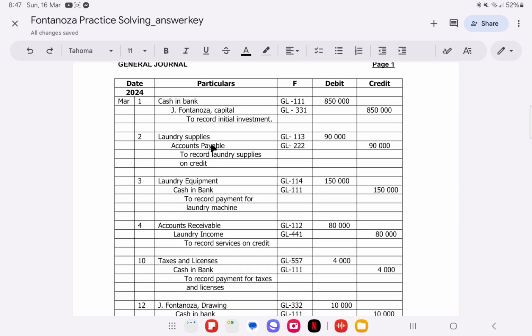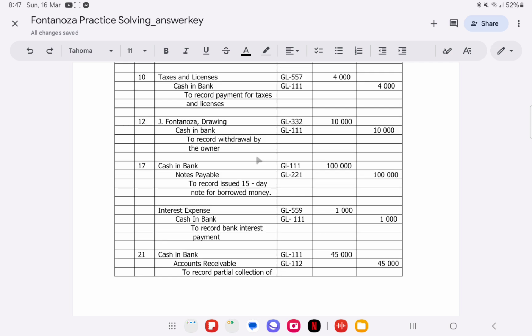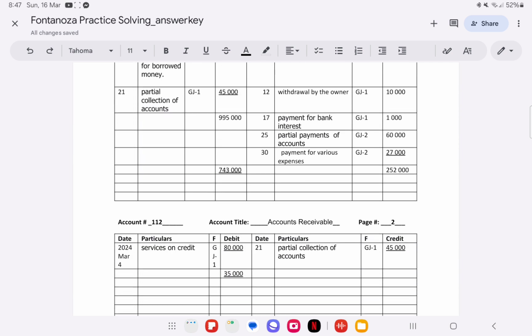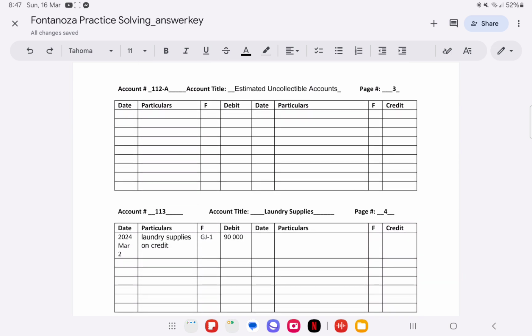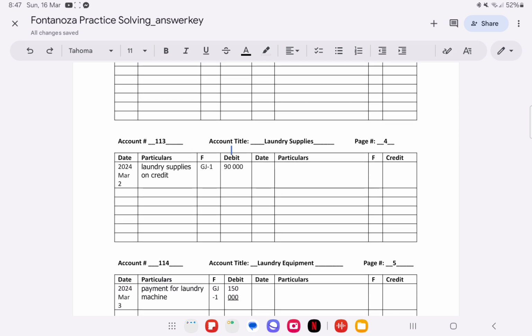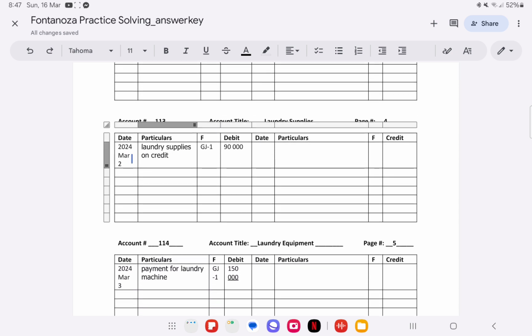laundry supplies debit on March 2, 90,000. Credit accounts payable, 90,000 to record laundry supplies on credit. Okay, so laundry supplies, you're going to record 90,000. That's the time that you are purchasing laundry supplies for you to start your business. So 2024 March 2, laundry supplies on credit, since that's your obligation, your oral promise to pay. You are promising your supplier that you're going to pay according to the agreed due date.